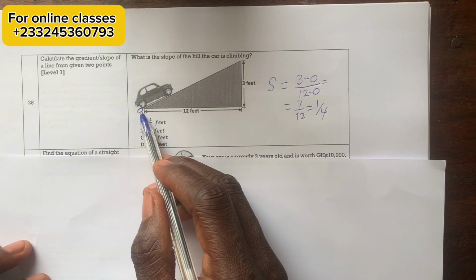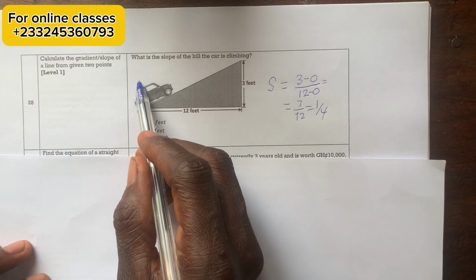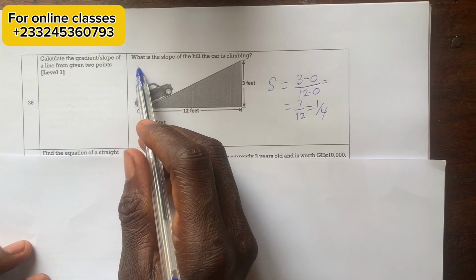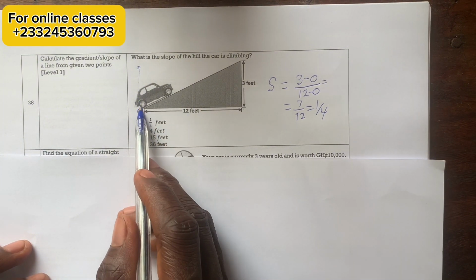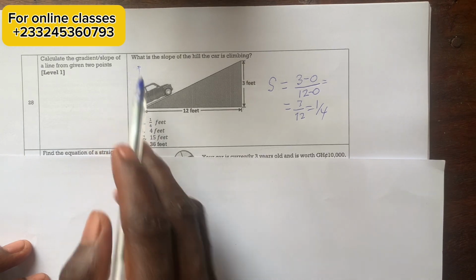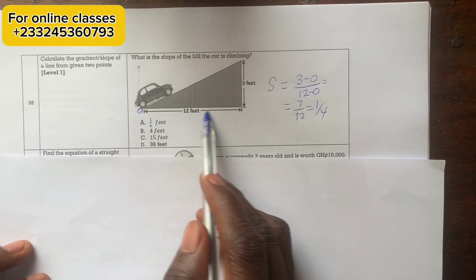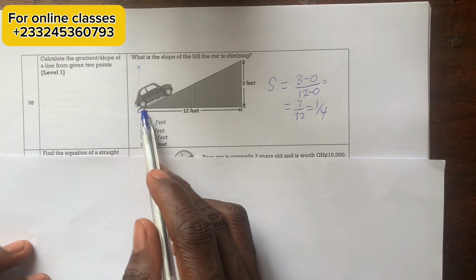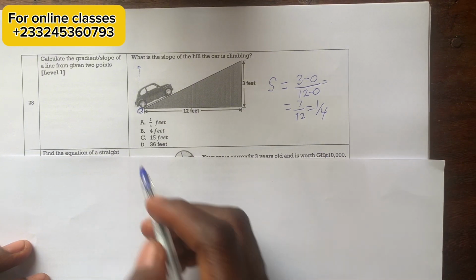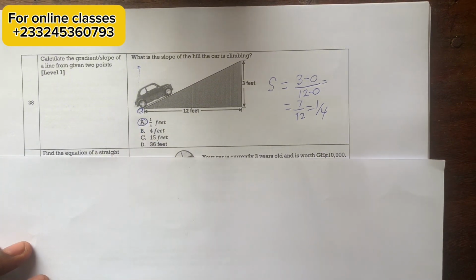So from 0, you've moved up here to 3. So you've changed your position from 0 to 3. And here from 0, you've moved in this direction to 12. So you've changed from 0 to 12. So the correct answer is A.